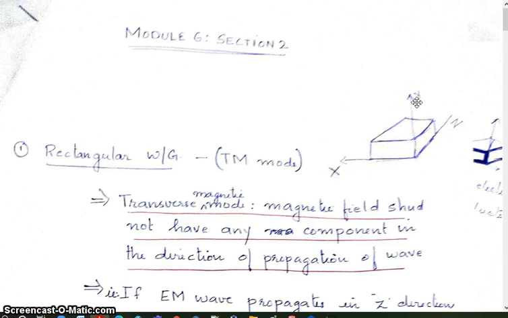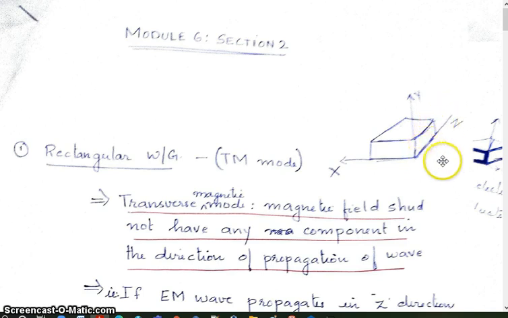Now when we deal with rectangular waveguide, we will come across two terms, that is TM mode and TE mode. These are the modes supported by a rectangular waveguide. So what is TM mode? TM mode means transverse magnetic mode. That means the magnetic field should not have any component in the direction of propagation of wave. So here the electromagnetic wave is supposed to move along the z-axis.